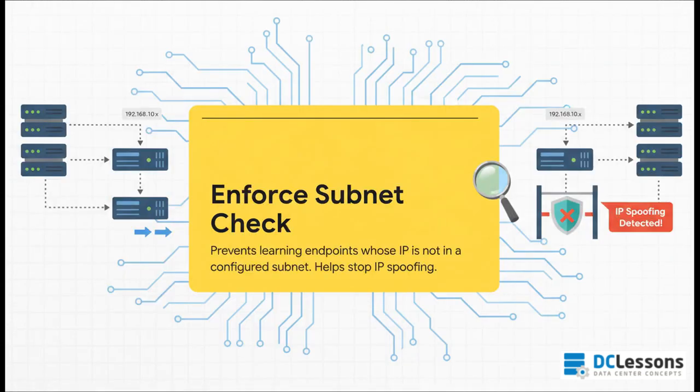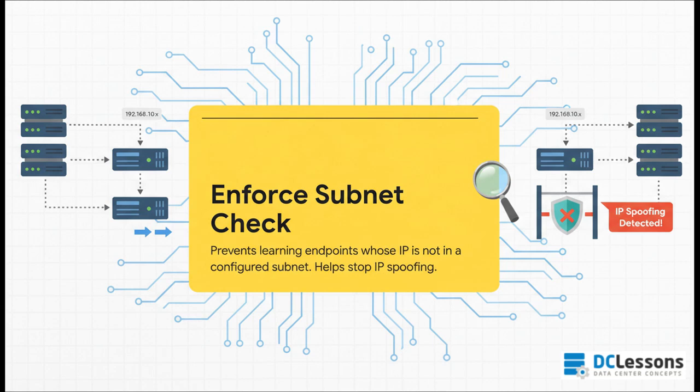And finally, we have Enforce Subnet Check. Think of this like having a bouncer at the door of your network. When you turn this on, ACI becomes a gatekeeper. Before it learns any new endpoint, it asks a simple question. Does this endpoint's source IP address actually belong to a subnet that I know is configured for this bridge domain? If the answer is no, ACI just refuses to learn it. It's a super simple but incredibly powerful way to prevent IP address spoofing and just generally keep junk out of your endpoint tables.